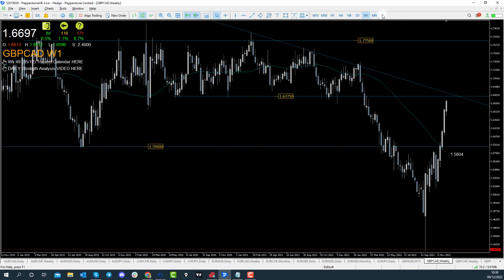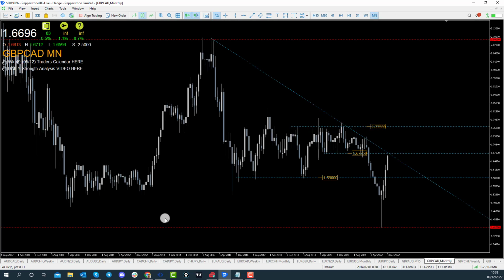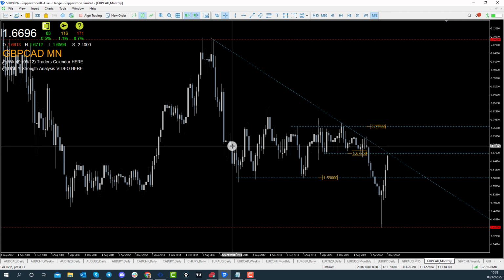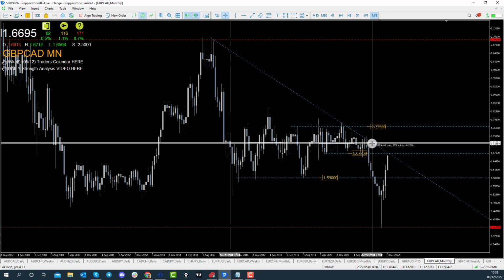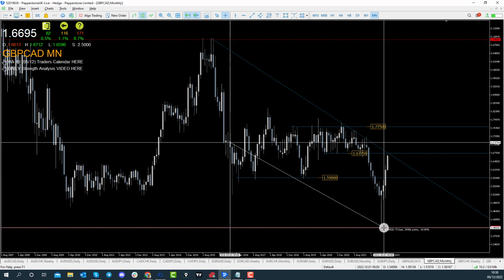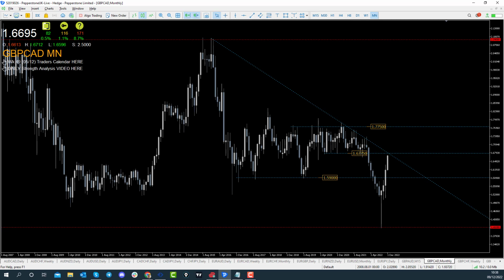So if I just go to the monthly time frame, you'll see that price is trading within a range. Okay, so we're in a range between the 1.7750 handle and the 1.59 handle. Price has been in that range since 2016 until the recent breakout to the downside, which formed that low in September. Now we've traded back within that.